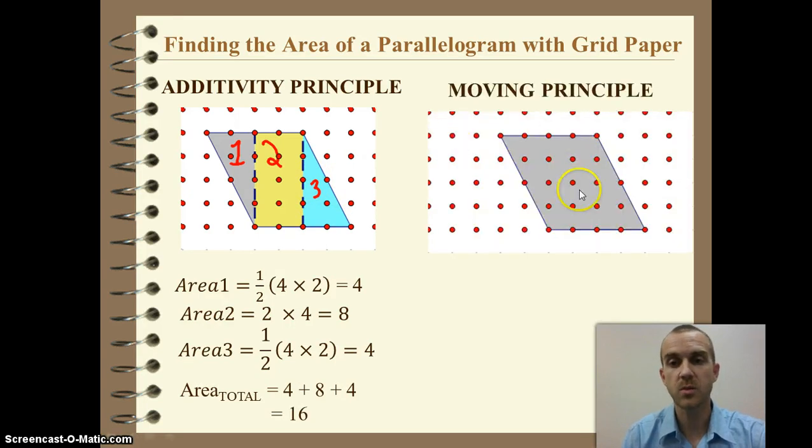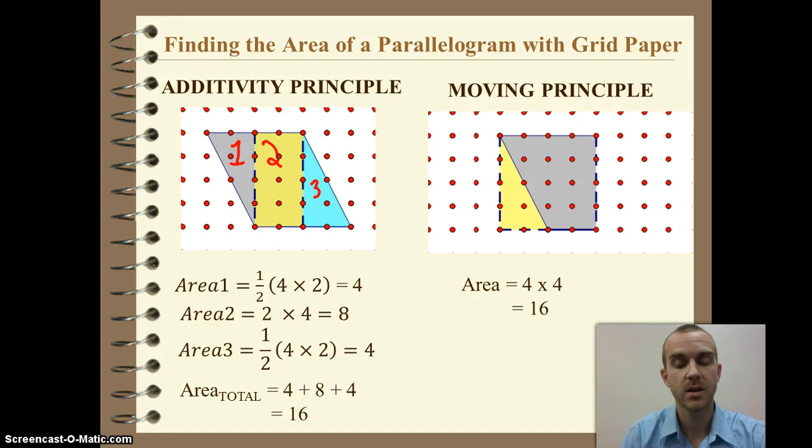If I use the moving principle, I could draw in a line, take this right-hand triangle and move it to the other side, and I see that I form a rectangle. Specifically in this case, this rectangle is a square. It's 4 by 4. So 4 by 4 is 16.